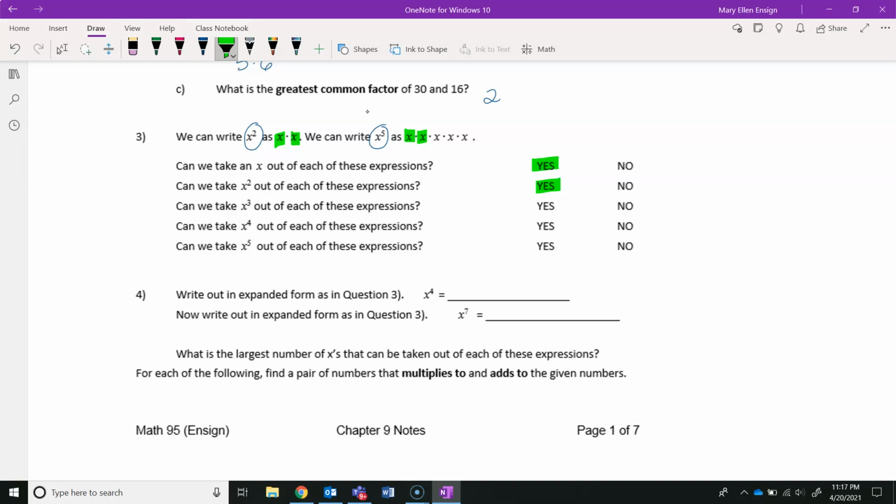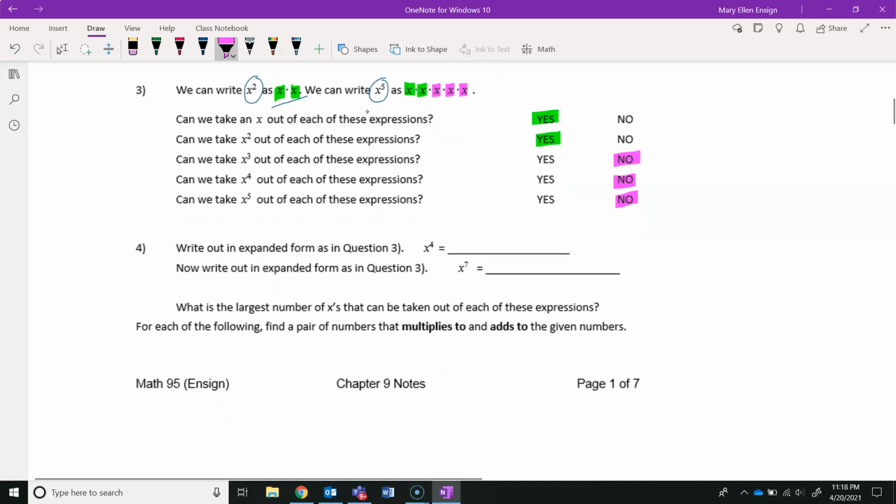Can we take an x to the 3rd out of each of these expressions? Well, here's where we kind of get tripped up. I can't take x to the 3rd out of this first expression x squared because there aren't 3 x's. I can take one here, but I can't take an x to the third out of the first expression because there aren't enough x's, so no. Same thing with x to the fourth. I can take x to the fourth from the right side, but not from the left expression. And same with x to the fifth. So if I wanted to pull off the same number of x's from each of those expressions, I would have to stop at x squared because I ran out of x's in the first expression.